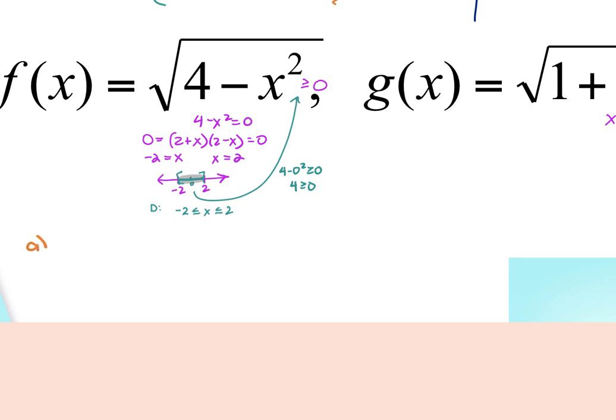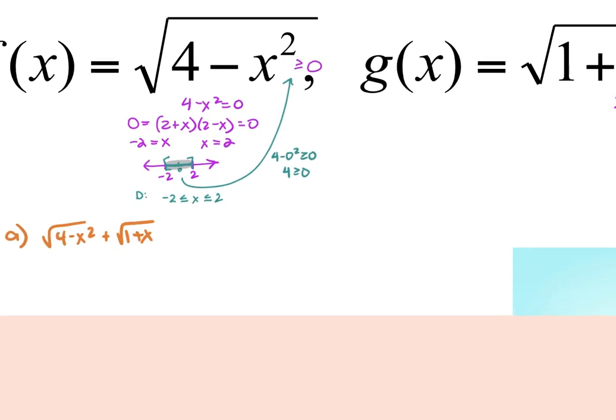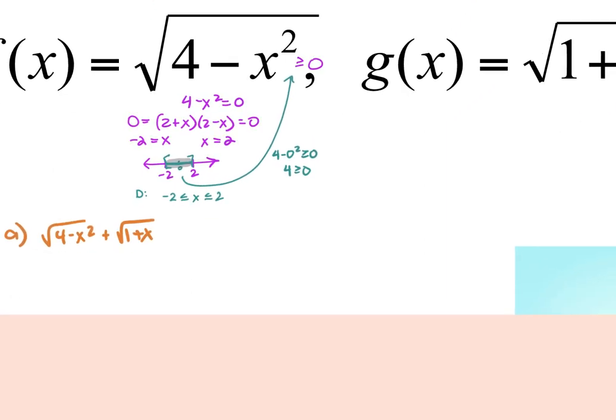Okay, so A says add them. Square root of 4 minus x squared plus square root of 1 minus x, plus x. Can you combine two square roots that are not the same? No, that is it. I'm done with the actual adding part.